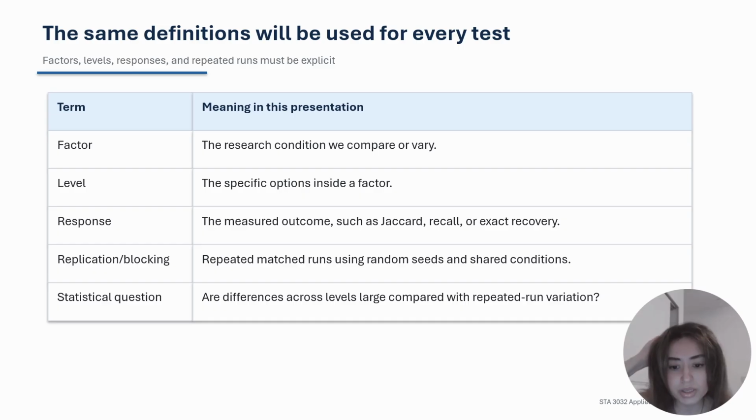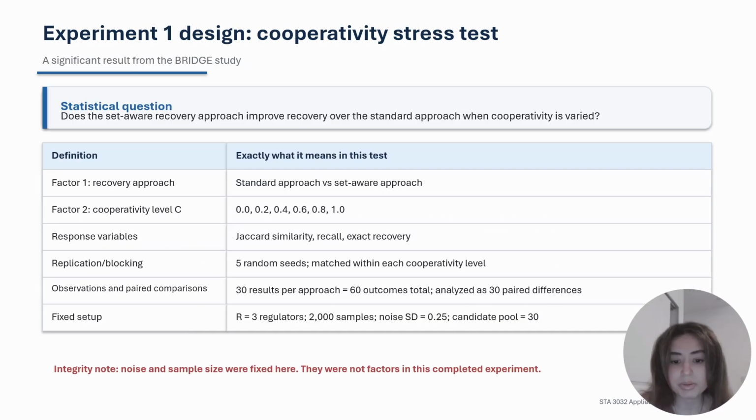The statistical question here, in the two experiments that I will be explaining, is: are differences across levels large compared to the repeated run variations? It means between-group variation will be captured, and we will compare that to within-group variation, and that gives us some answers on whether the experiment has been meaningful or not.